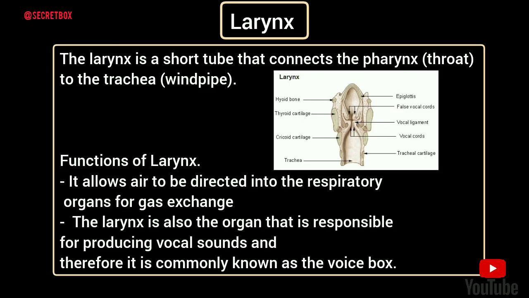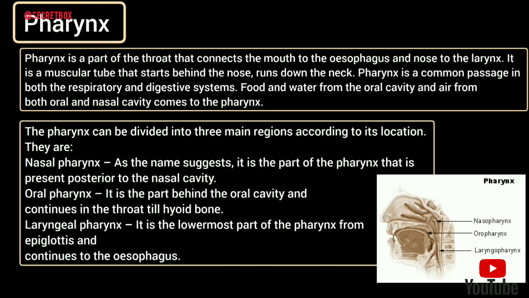Larynx. The larynx is a short tube that connects the pharynx, or throat, to the trachea, or windpipe. Functions of the larynx: it allows air to be directed into the respiratory organs for gas exchange. The larynx is also the organ responsible for producing vocal sounds, and therefore it is commonly known as the voice box.